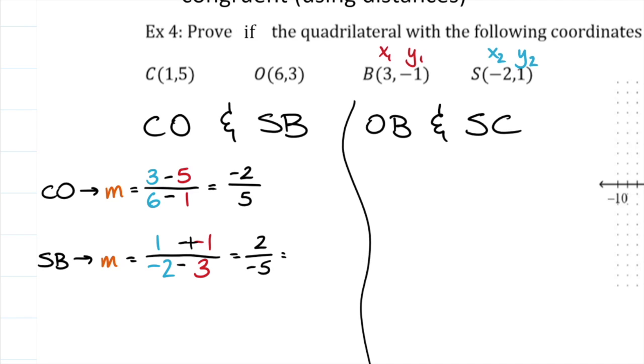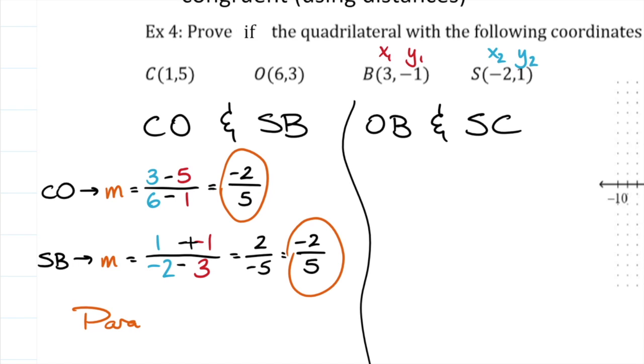All right, so the one that we want it to look like, and the one that we can make it look like, is the same one we had from C to O. So what we have here is that negative 2/5 is the same thing as negative 2/5. So these are parallel. That's what we're looking for: we want those slopes to come out the same to show that those opposite sides are parallel to each other.